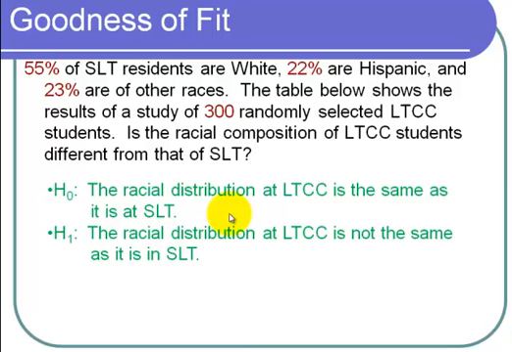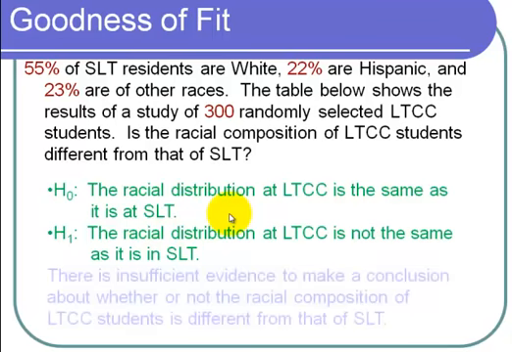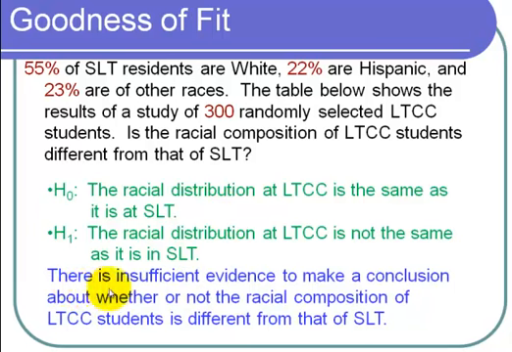Okay, so here's the PowerPoint, and here's how we make our conclusion. What we can say is there is insufficient evidence. Remember, our p-value is about 0.09, too big, so that means insufficient evidence to make a conclusion about whether or not the racial composition of LTCC students is different from that of South Lake Tahoe. So this is a very fancy way of saying we did all this work, we asked 300 students, and we know nothing. So it's kind of a drag.